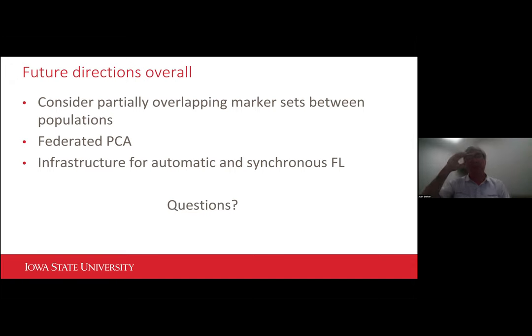And I think it's not part of our program, but it would be worth exploring: what happens when there are partially overlapping marker sets? We don't consider that. Federated principal components, even to see which populations should care about sharing effects, and not a priori. And the other one would be infrastructure for automatic and synchronous federated learning, which would require more computational resources, or public-level computational resources, that we are not planning to do in this one year grant. So with that, I think I will finish, and in the time left I will answer questions.